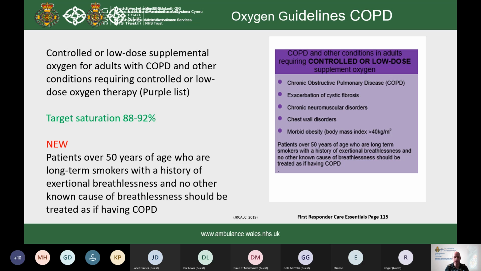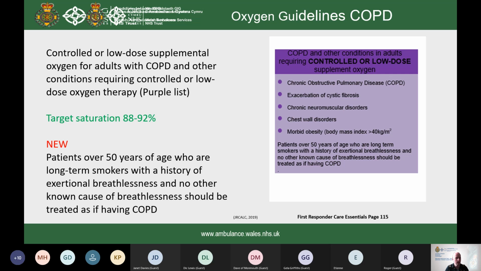So if you've got a patient that fits the criteria, over the age of 50, they're a long-term smoker with a history of breathlessness and exertion with no other clinical cause, now these patients should be treated as if they've got COPD. So it's really important that we get a history from your patient. If they fall within that category, even if they're not diagnosed, we're going to treat them as if they've got COPD and they fall within that 88 to 92% target range.